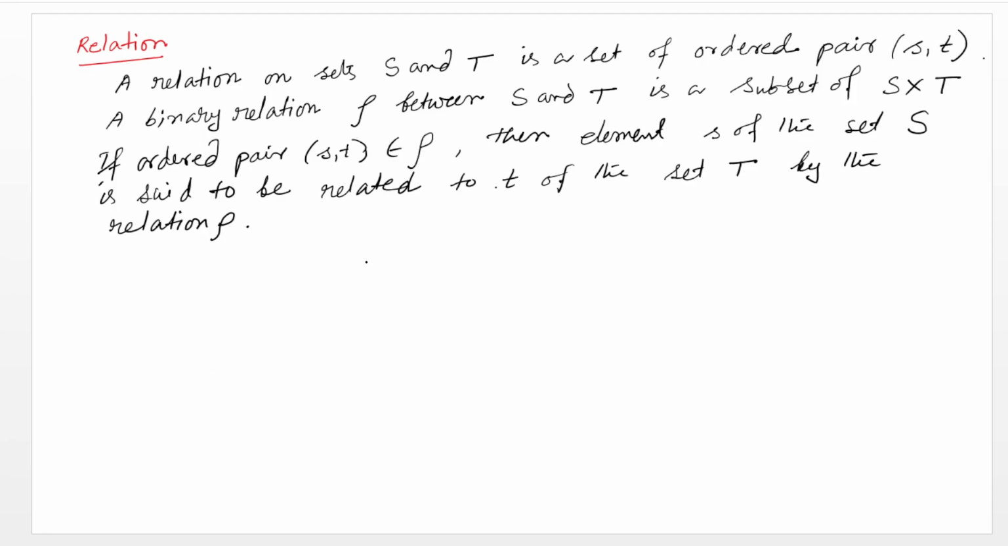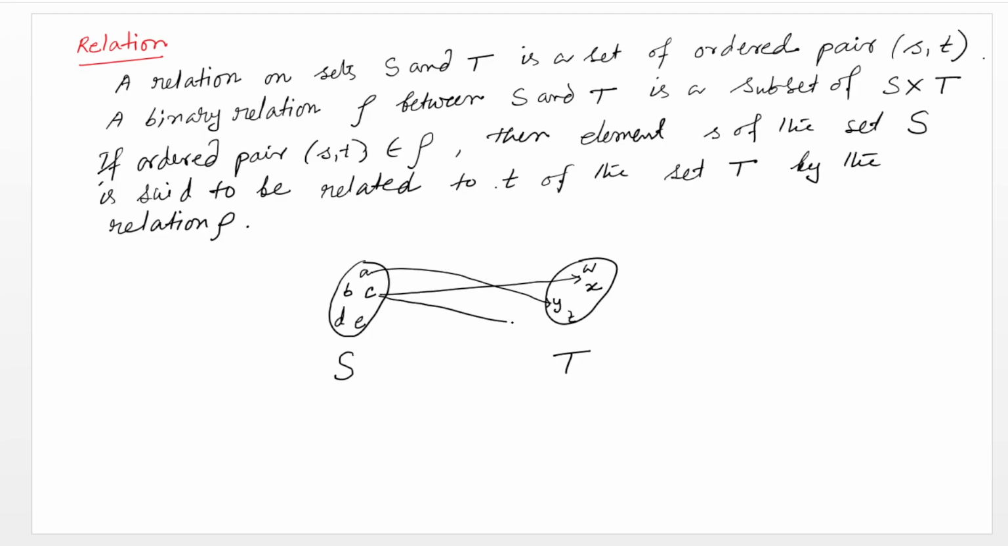Suppose we have two sets. This is S and this is T, and the members of S are A, B, C, D, and E. The members of T are W, X, Y, and Z. Suppose A is related to Y, C is related to W, C is also related to Z, and D is related to Y.